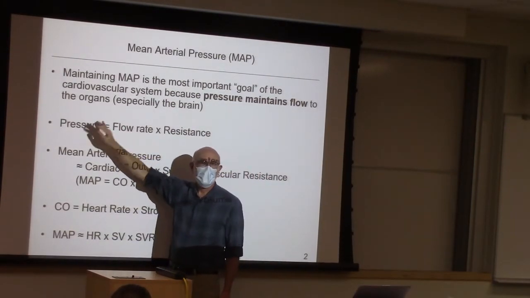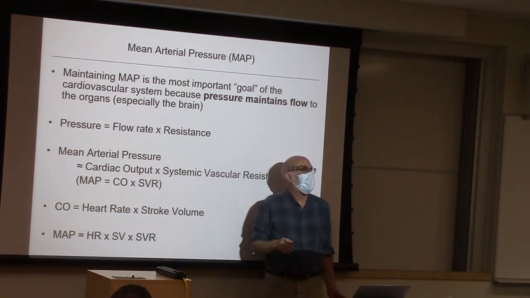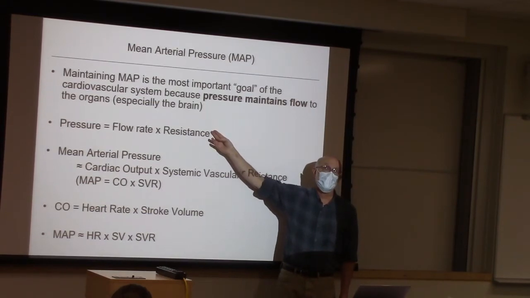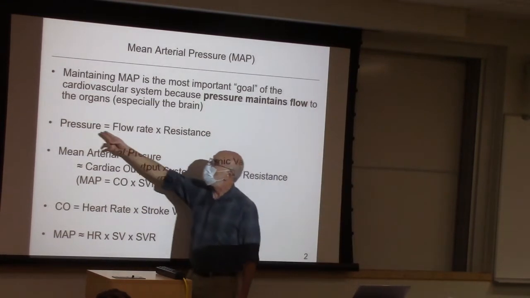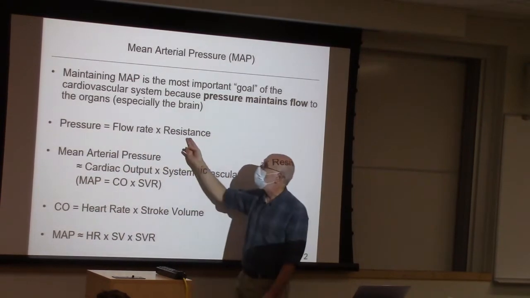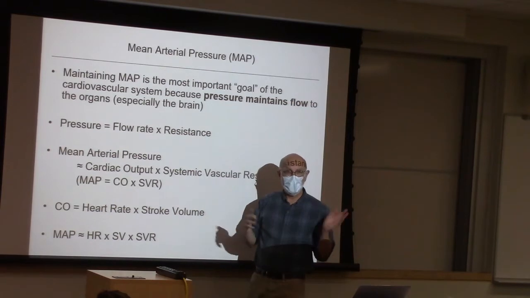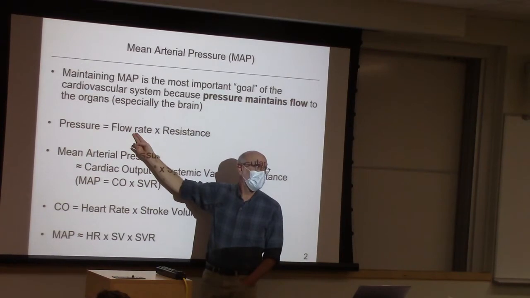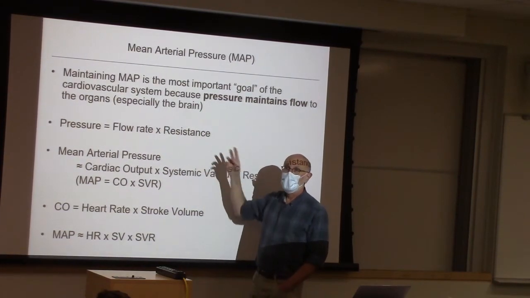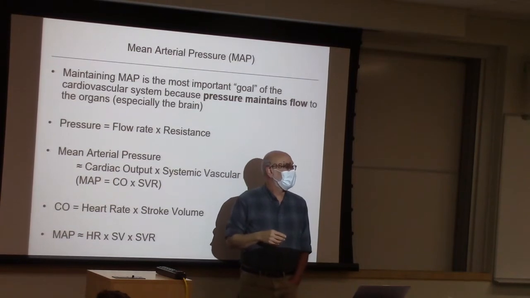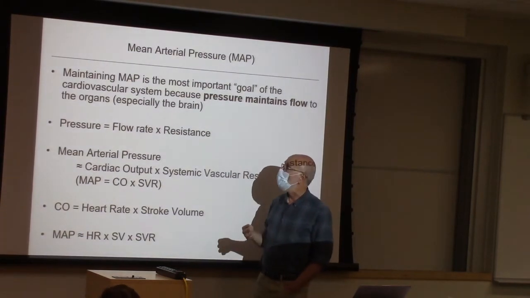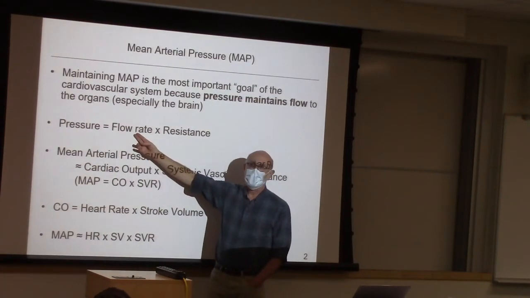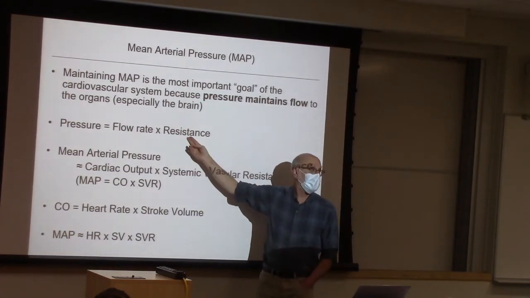Some of you might remember Ohm's law from electricity. Well, this is Ohm's law, but for fluid instead of electricity. Pressure is flow rate times resistance. Ohm's law for electricity, for those of you who know it, is V equals I, a flow of electricity, times resistance. So if it helps you to draw the analogy to electrical resistance and Ohm's law, pressure is equivalent to voltage, current is equivalent to flow rate, and resistance is resistance in both circuits.